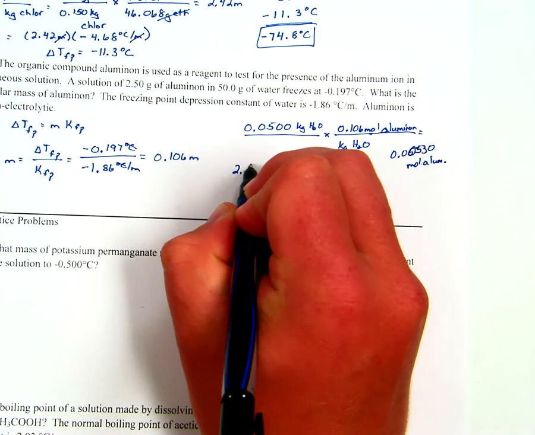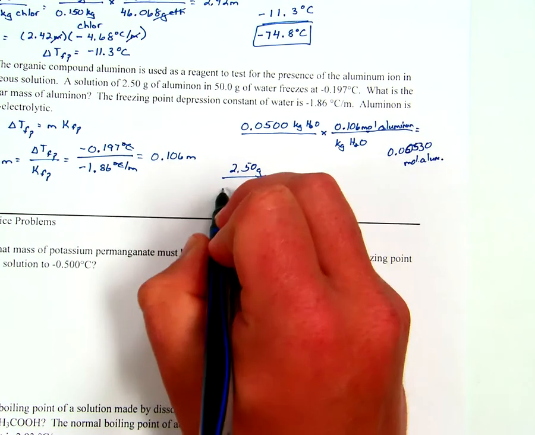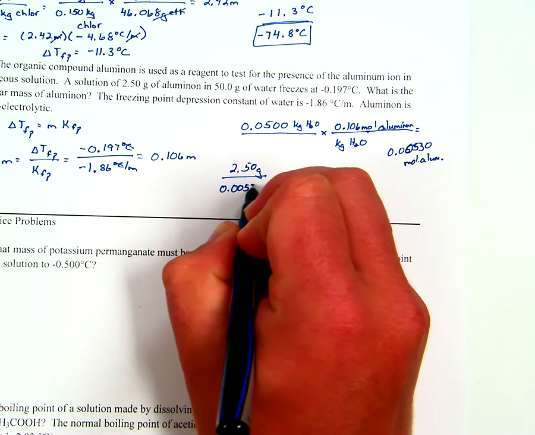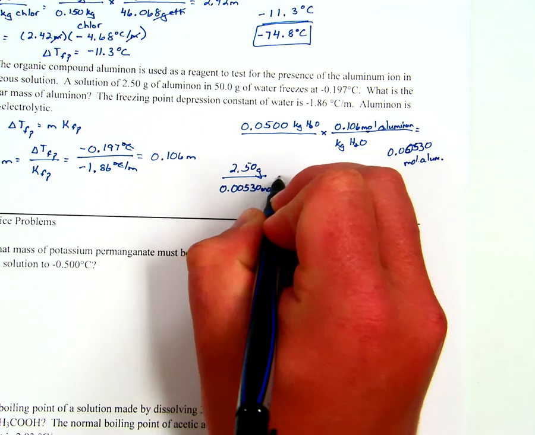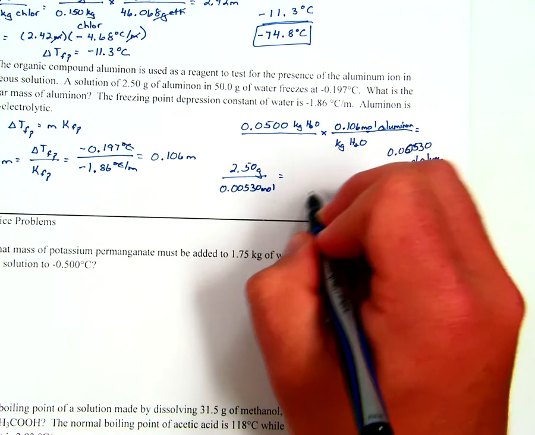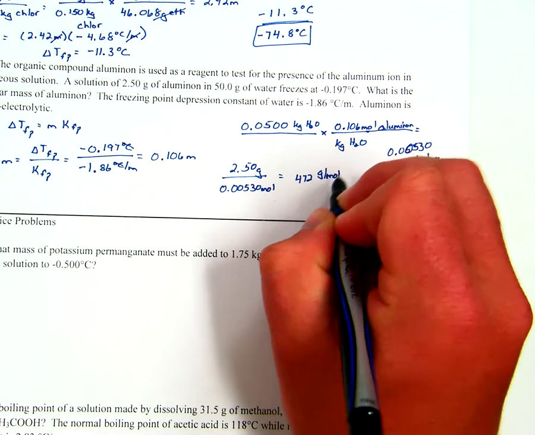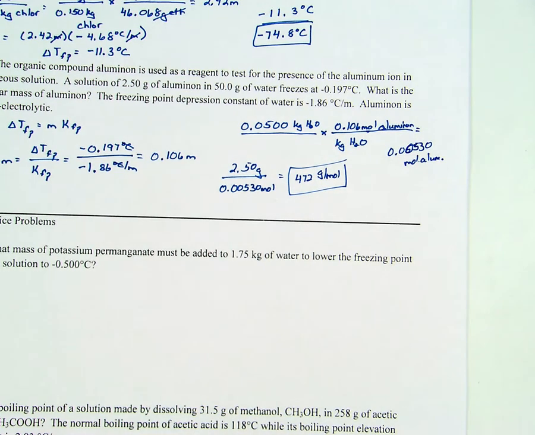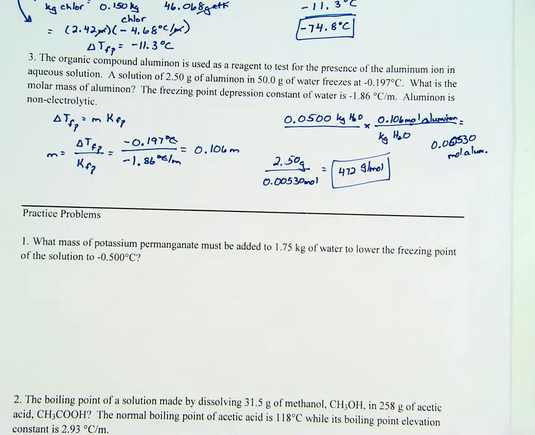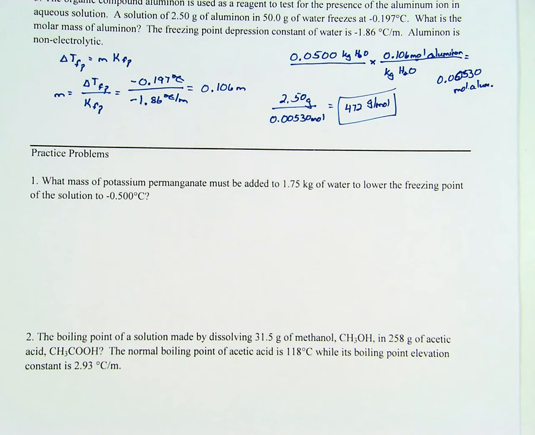2.50 grams of the aluminum represents 0.00530 moles, and that would give us the molar mass, which is 472 grams per mole. And there we are. All done there. Alright, going on to the practice problems here. I'd stop the video, try these yourselves, and check out how exactly you did.